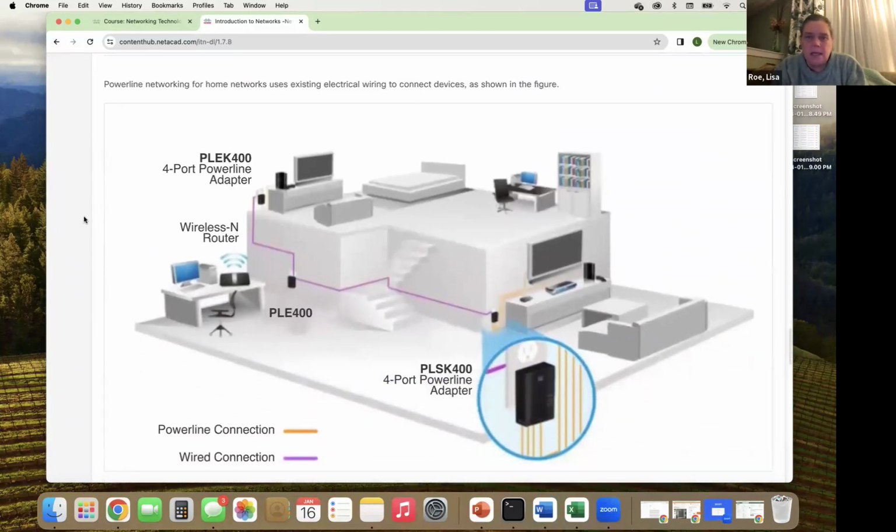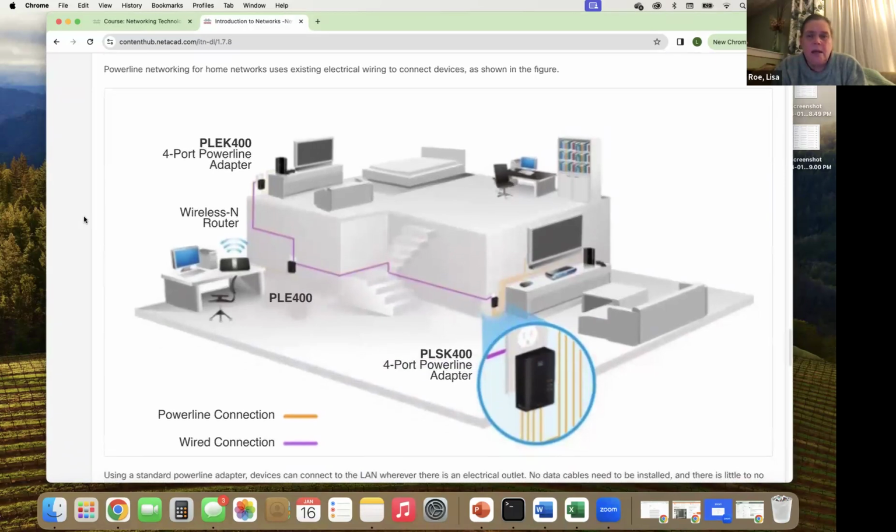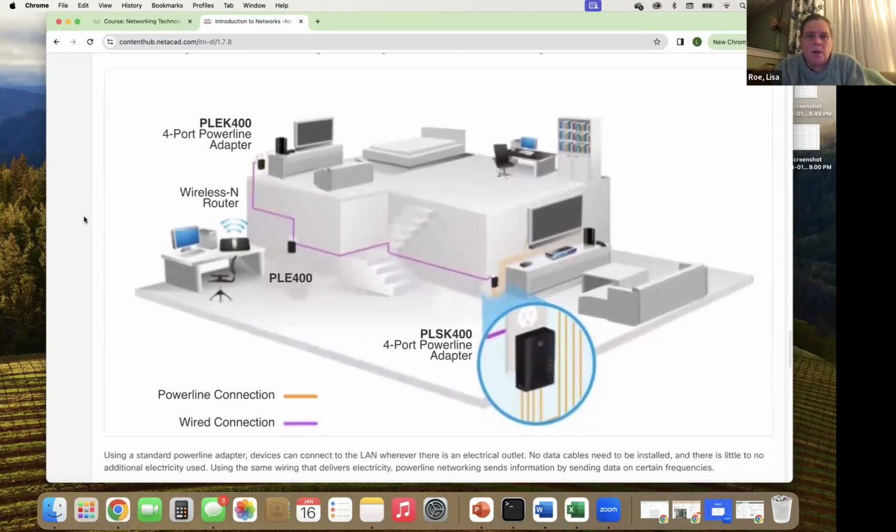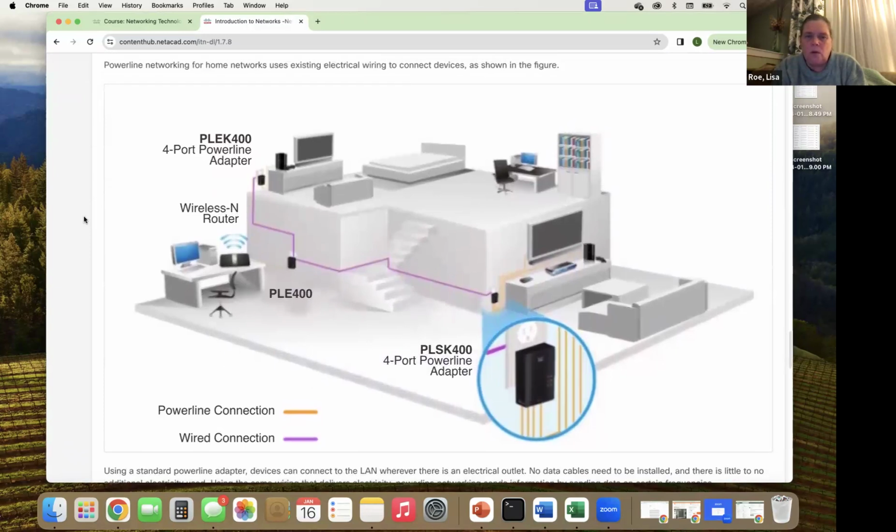Okay, we're coming to the end of the chapter now. And so another new trend is what we call power line networking. And this is really kind of cool. This is where they combine your electrical lines in your house with data. And so you can actually plug something into your outlet and you can get access for data that way.